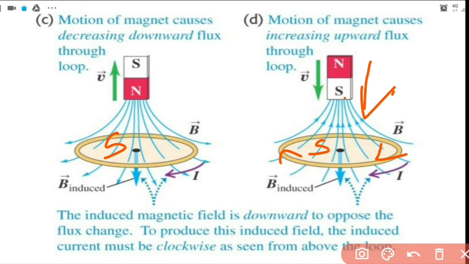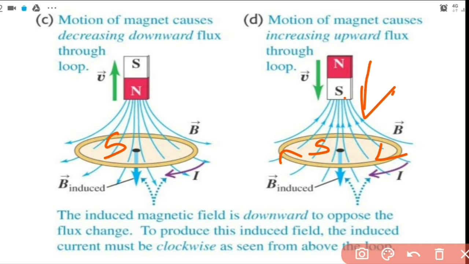In other words, we can also explain this direction. As the south pole is moving down, approaching the wire loop, in the upward direction the magnetic field is increasing. So the induced current should oppose that increase in magnetic field in the upward direction. To decrease the magnetic field in the upward direction, the induced current should produce a magnetic field in the downward direction.